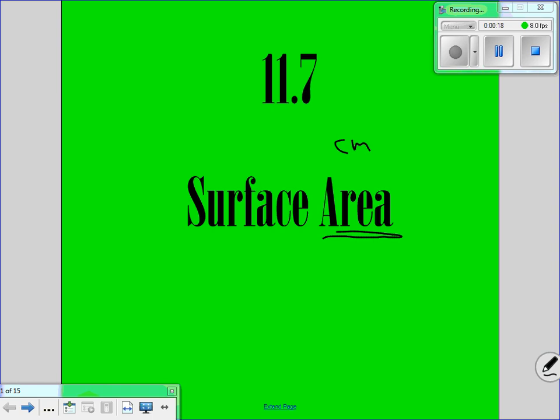Well, when we are multiplying with area, we're always labeling with the squared symbol, not the cubed symbol, not the 3. When we're dealing with surface area, always label with squared.